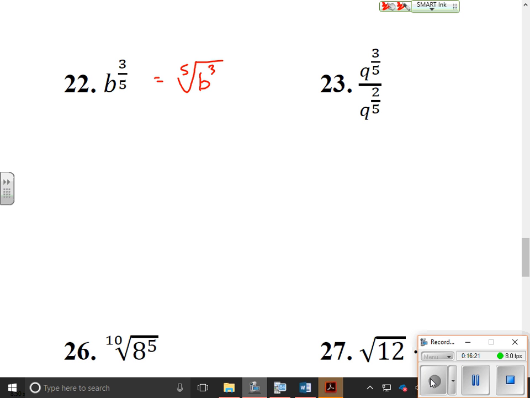23, just like multiplication with like bases, we added the exponents. In division, we would subtract the exponents. So this would be q to the 3/5 minus 2/5, which is 1/5, or 5th root of q, whichever you prefer.